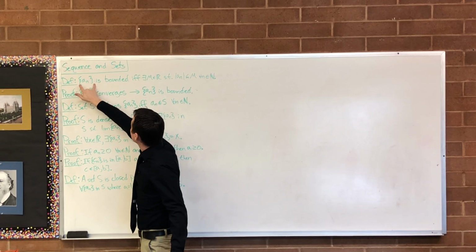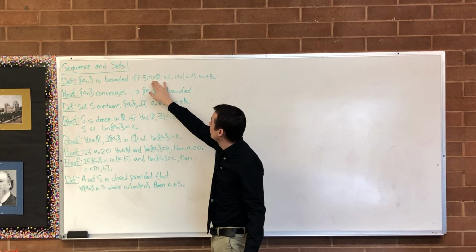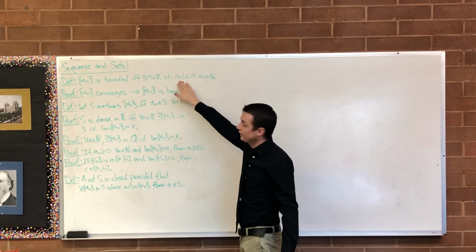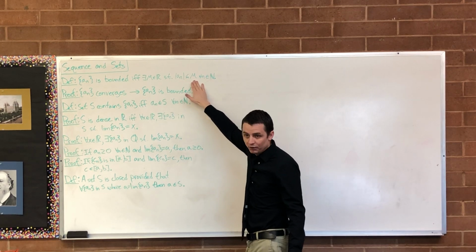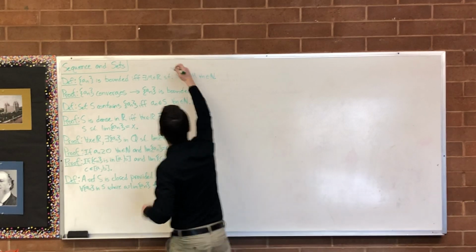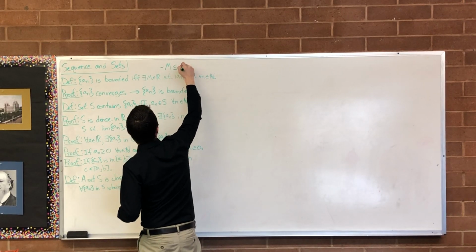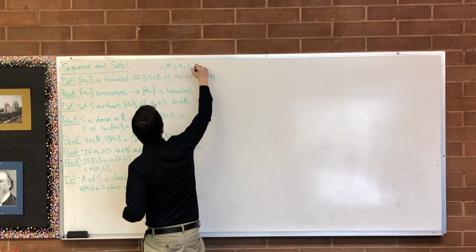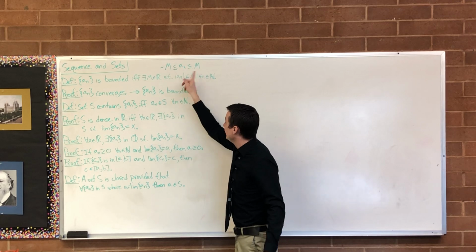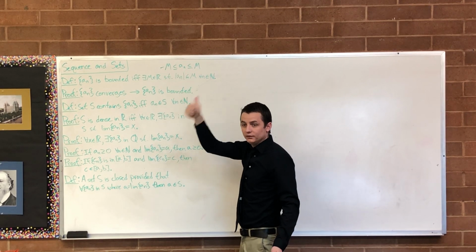Some sequence a_n is bounded if and only if there exists some real number m such that every term in the sequence, when you take its absolute value, is less than or equal to m. Remember, another way that we could write this absolute value right here is like this: negative m less than or equal to a_n less than or equal to m. So if I can find some m such that m and its negative value sandwich this, then it's bounded.